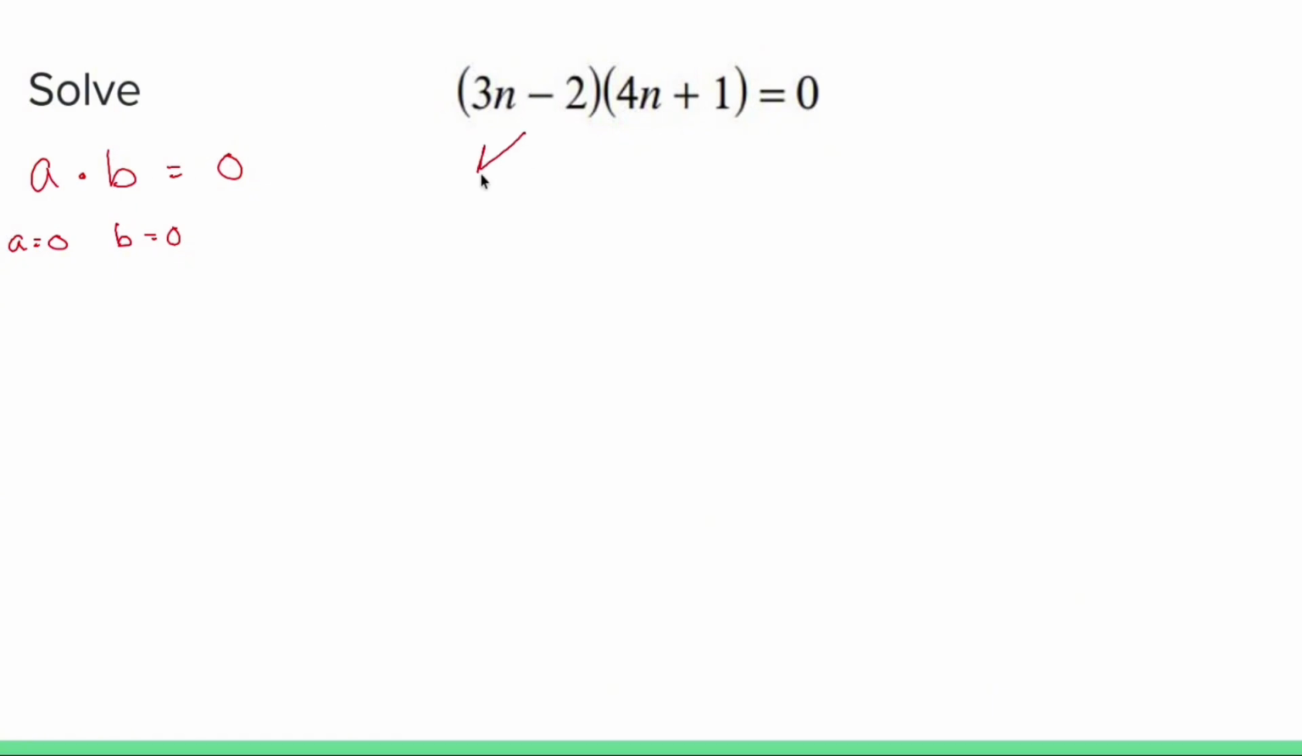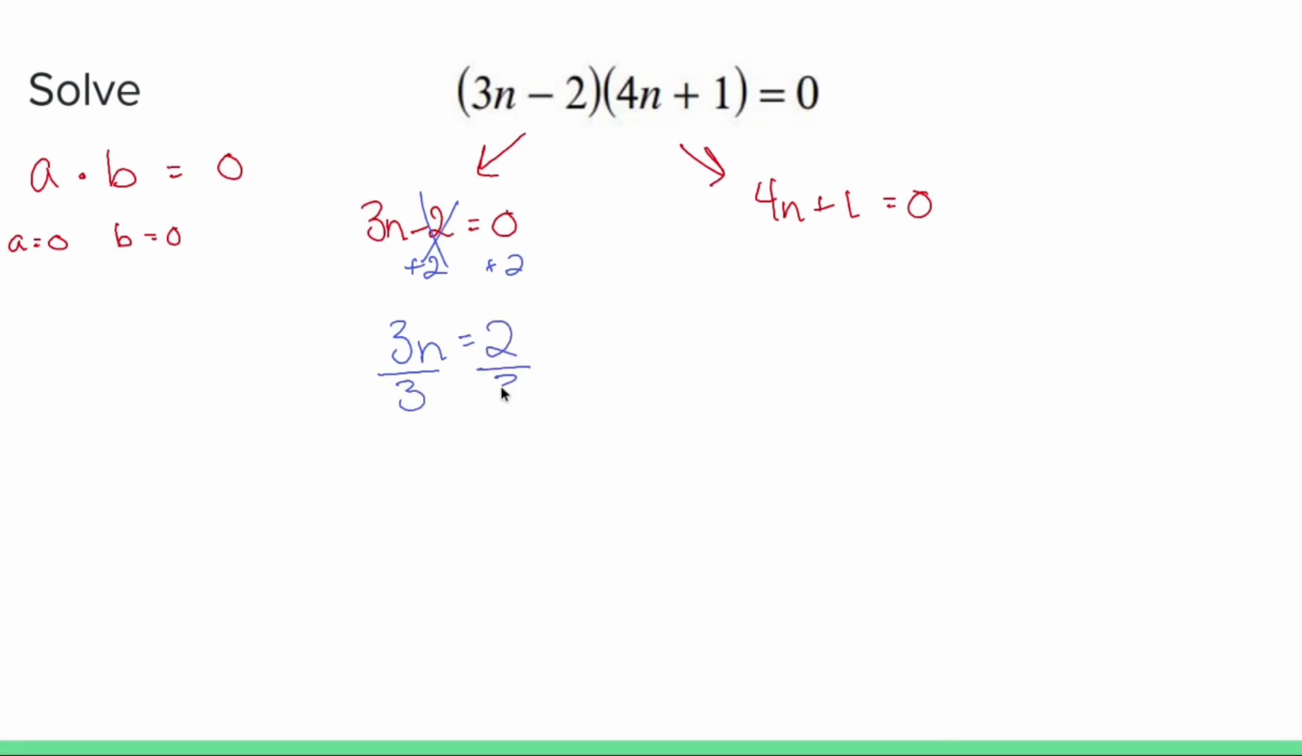The same rules are going to apply here. You're going to set 3n − 2 equal to 0 and 4n + 1 equal to 0 and solve each individually. Add 2, drop down the 3n equals 2, divide by 3, n is going to equal 2/3. Over here, you're going to follow a similar process: subtract 1, 4n equals negative 1, divide by 4, n is going to equal negative 1/4.